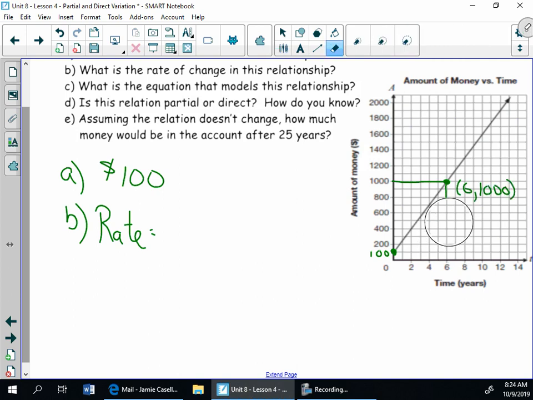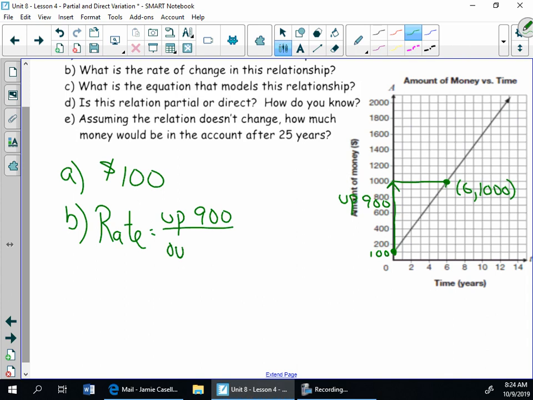Okay, what's next with our triangle? We have to go up from 100 to 1,000, so up 900. That goes on the top. It's our rise. And over, we had to go over this far, and we said that was 6 years. Okay, it's $900 over 6 years. If we divide it, that would be $150 per year. That's how fast this bank account is growing, a little bit every year.